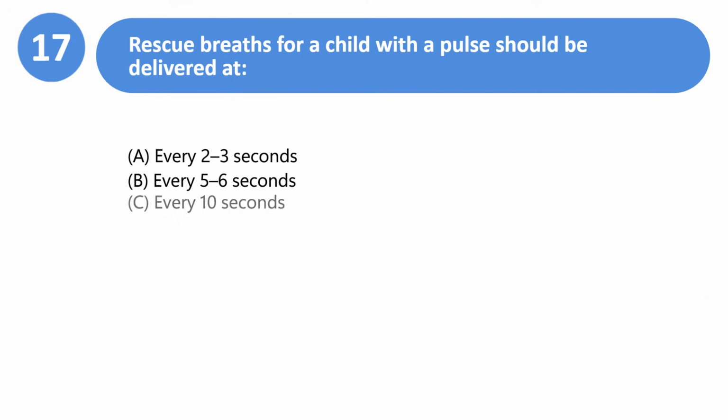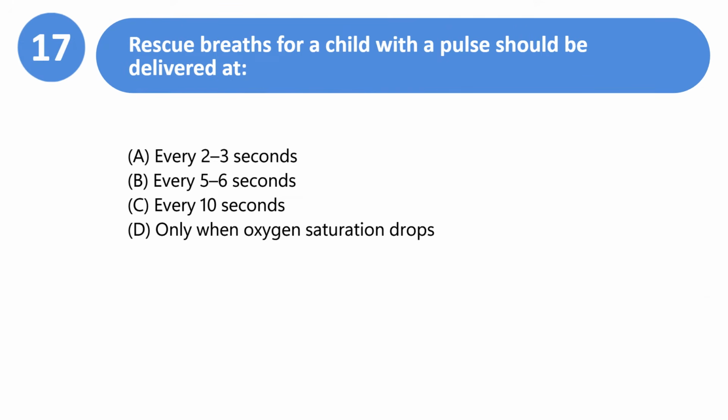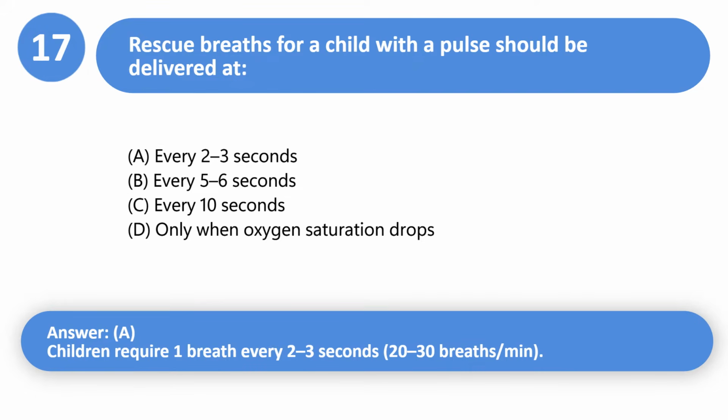Rescue breaths for a child with a pulse should be delivered: A. Every 2 to 3 seconds. B. Every 5 to 6 seconds. C. Every 10 seconds. D. Only when oxygen saturation drops. Answer, A. Children require 1 breath every 2 to 3 seconds, 20 to 30 breaths per minute.